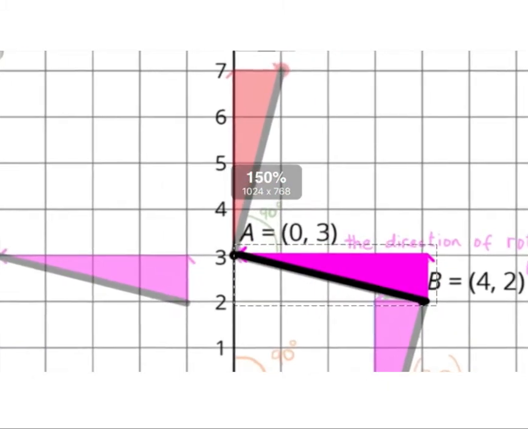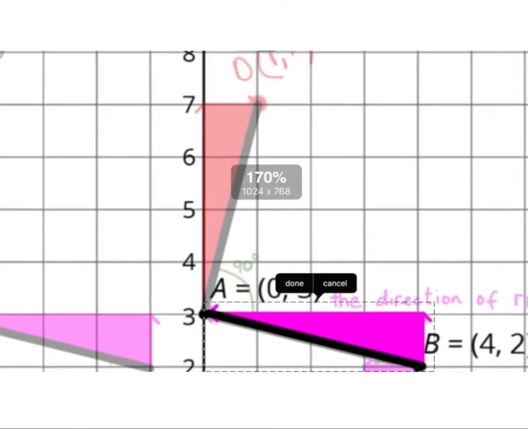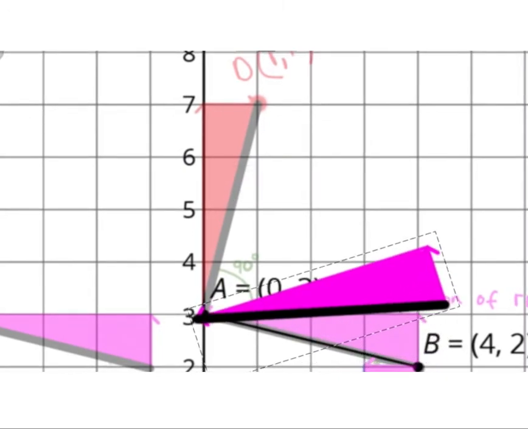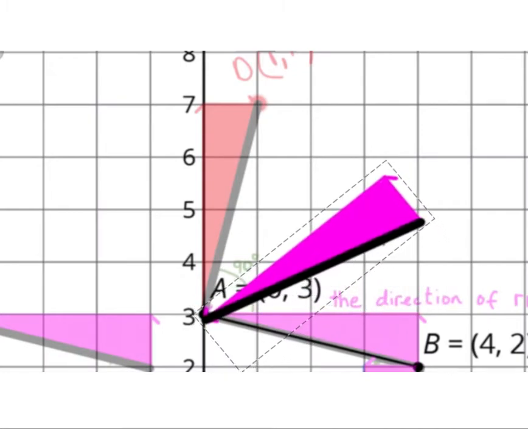Now I'm going to rotate it around point A, again counterclockwise. So there it goes around point A.